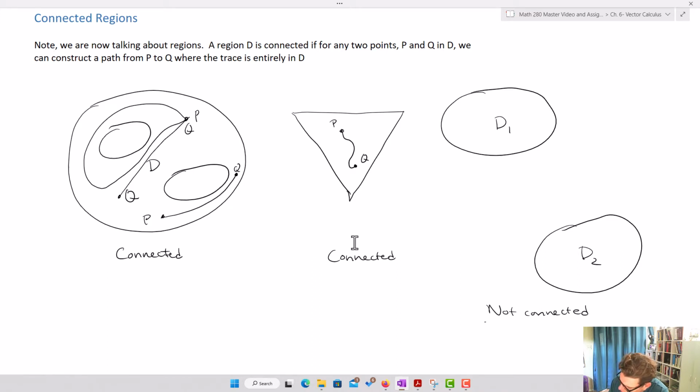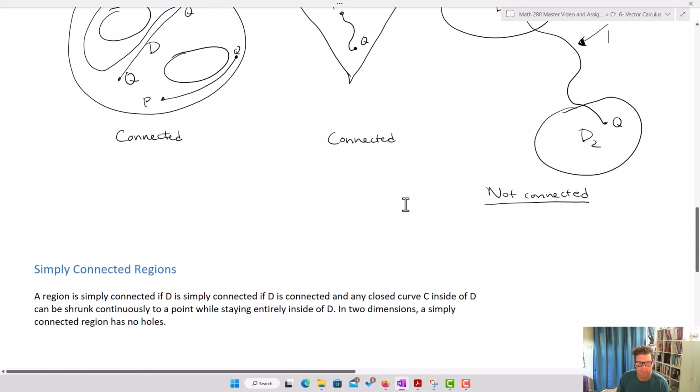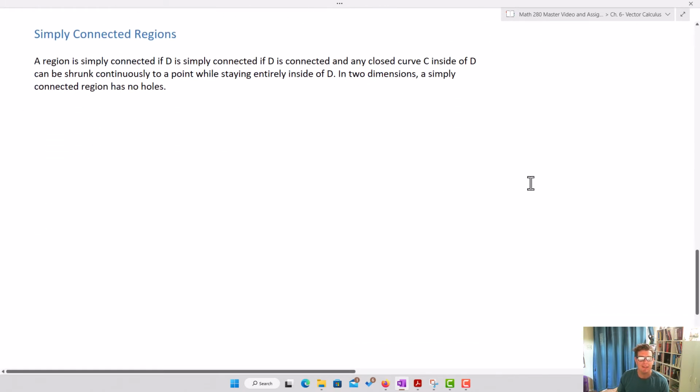But in this region, the change is that the region is actually split. If we put P in the first part of our region and Q in the second part, there's no way to create a curve. Any curve that we took from P to Q would necessarily have pieces that are not in the region. That's what makes the region not connected. So that's kind of how we talk about what it means to be a connected region.